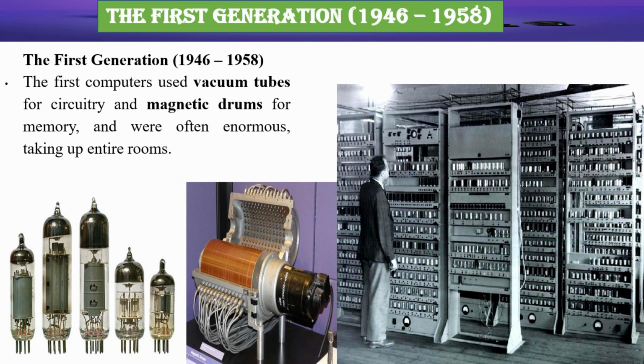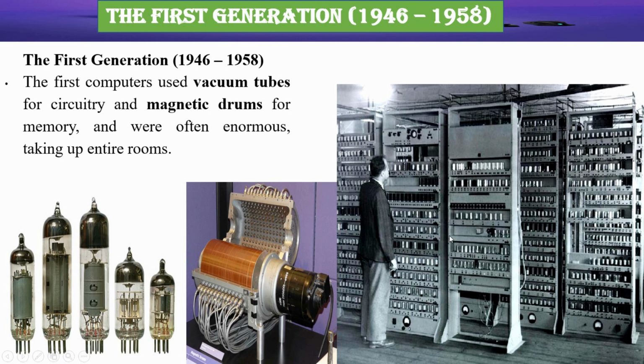The first generation computers, which started between 1946 and 1958. The first computers used vacuum tubes for circuitry and magnetic drums for memory, and were often enormous, taking up entire rooms. That means they were very large. They could take up the entire room.